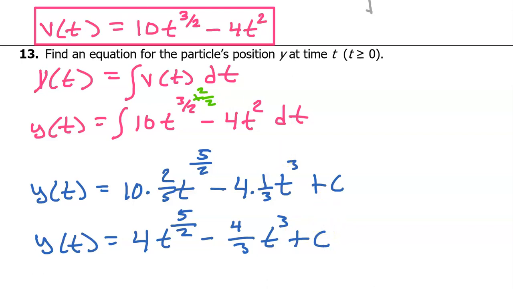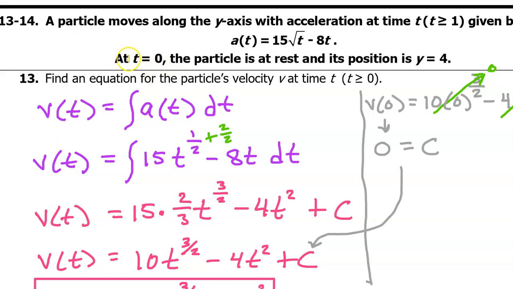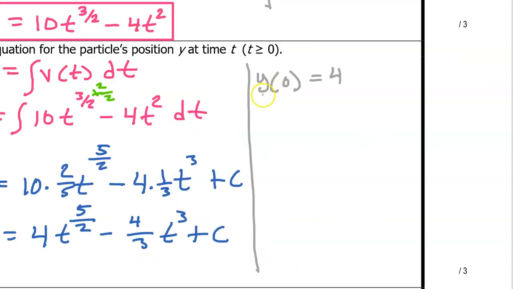However, we have enough information to figure out what c actually is. In the setup of the problem, we were told that at time t equals 0, the particle has position y equals 4. In other words, the position at time 0 is equal to 4. Keep that in mind.